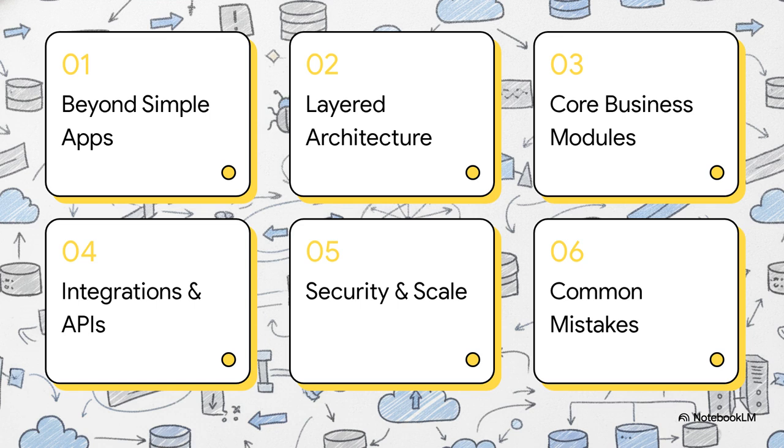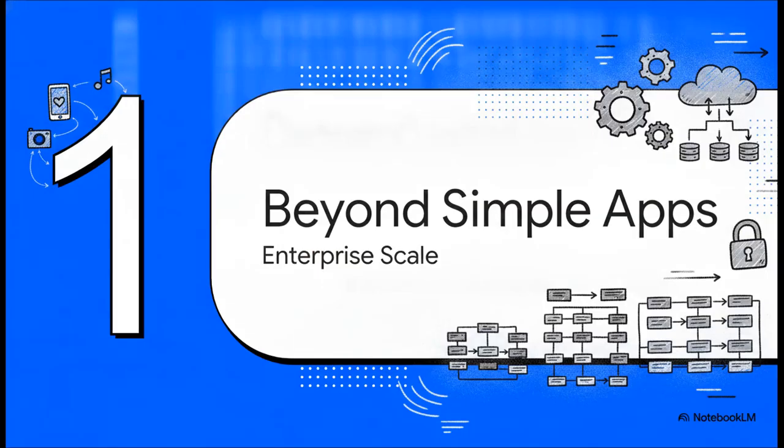So here's our roadmap for today. We'll be going beyond the simple app, looking at the layered architecture model, diving into core business concepts and modules, connecting things up with integrations and APIs, locking it all down with security and scale, and finally going over how to avoid the absolute most common architecture mistakes. All right, part one, beyond the simple app.